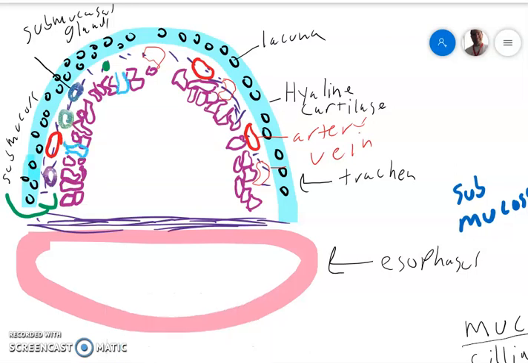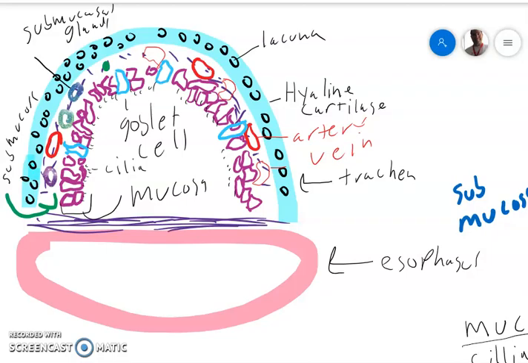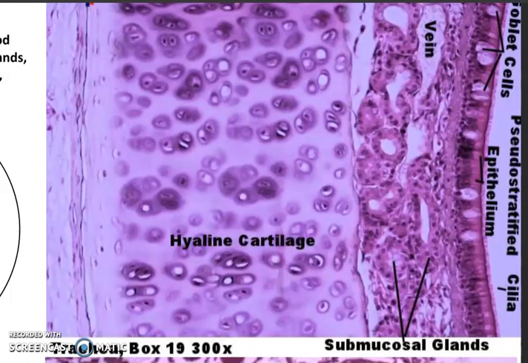And I'll draw them how they actually look on the slides, usually not nice goblets. There's room for a goblet cell. And that's our cartilage side. So let's see how I did.